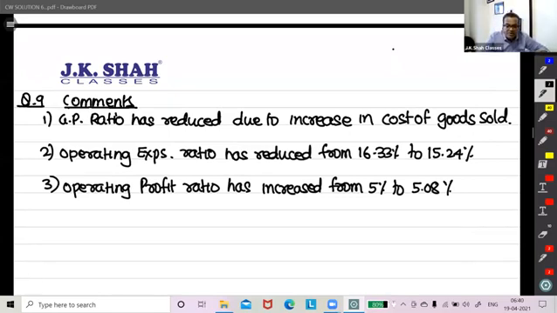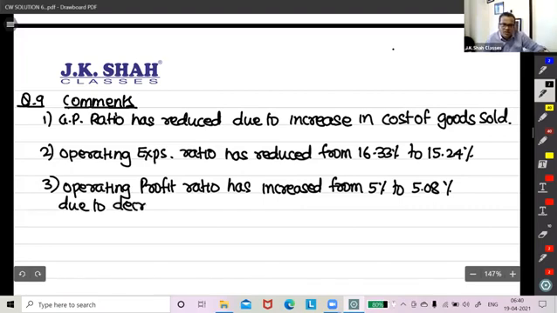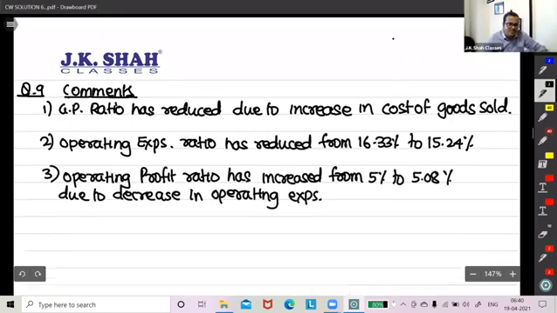Now, why has this operating profit increased? It has increased marginally only. Though marginally, it has increased. Why is it so? It is because of a slight reduction in what? Operating expenses. As you can see, operating expenses have slightly reduced. So mention that due to decrease in operating expenses.